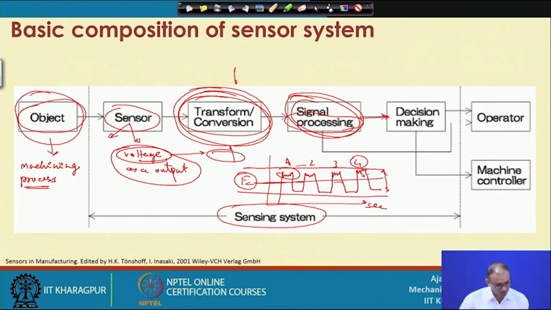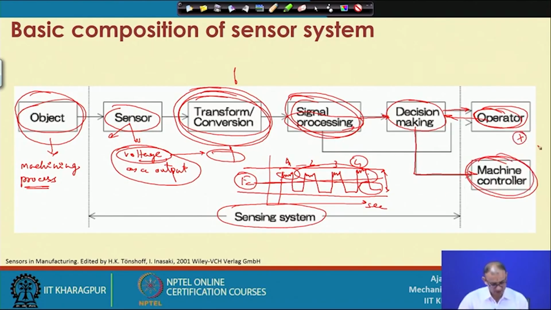Once you get this signal, you have to do decision making, that is, what to do now. There are two ways. If it is semi-automatic, the operator comes into action: from whatever graphs are there, the operator will read those graphs and decide what the next step is. If it is fully automatic or closed loop, the decision making is done by the machine controller. You have a set rule base: if this thing happens, change the RPM; if that thing happens, change the feed rate. The machine controller itself will take the decision and the operator will not play any role in that case.